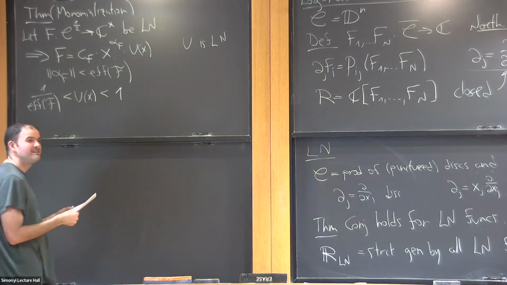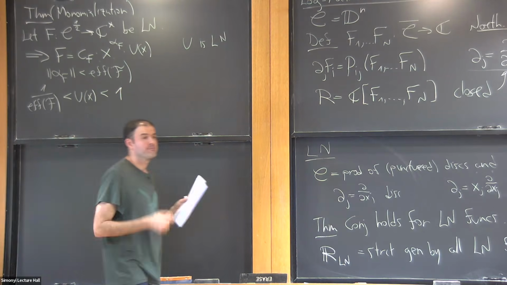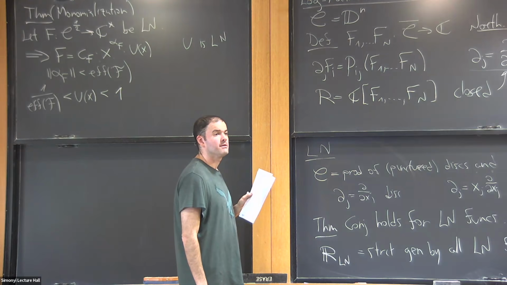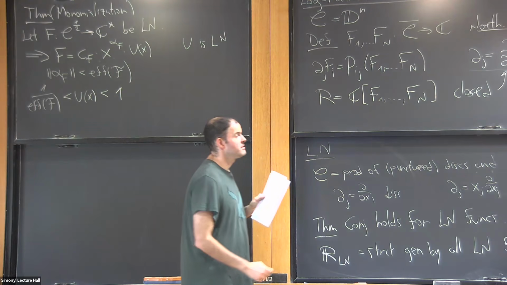In the classical case with Fi being polynomials, this would not give you the classical resolution of singularities, because you wouldn't get Fi, small Fi, as polynomials.